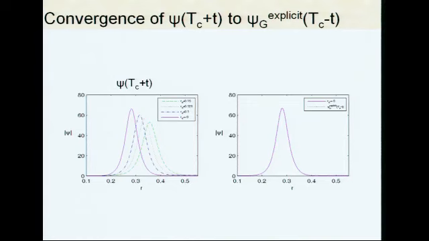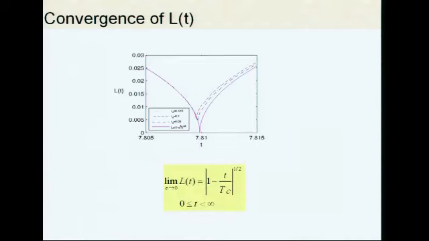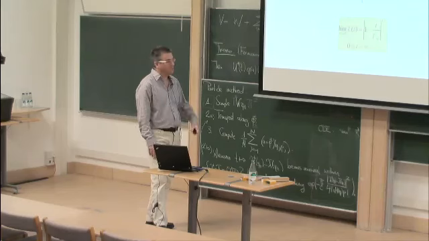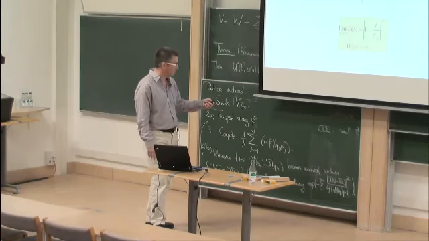So this is the convergence of the absolute value. Here we plot the beam width, L of t, and we see that as R0 goes to 0, we converge to this square root behavior before and after the singularity.